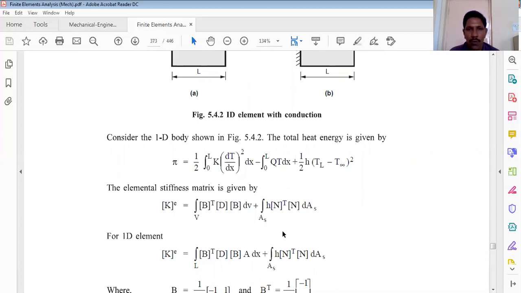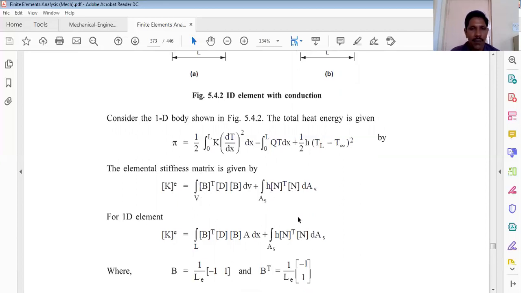So the students have to remember this expression. Even if you are not remembering the pi equation, you have to remember the K equation, because this is simplified by substituting the value of epsilon in this expression, and we get in general K as integration over the volume V of B transpose dB dV plus integration over the area of H n transpose n dAs. So in case of thermal problem, it consists of conduction as well as convection. So the stiffness matrix is consisting of conduction and convection.